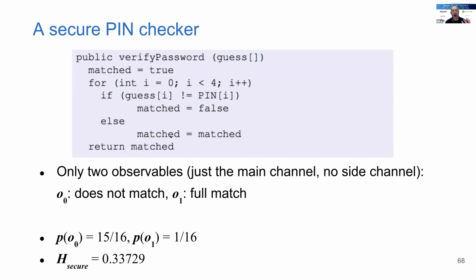Now you can say, well, how much information does this leak? Well, I can just look at the main channel in this case. The main channel is that it's going to return false or true, right? So there is still going to be some leakage, and I can even quantify that through the main channel. In this case, the leakage is actually 0.3 bits.